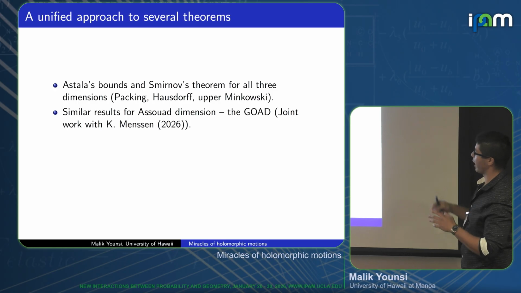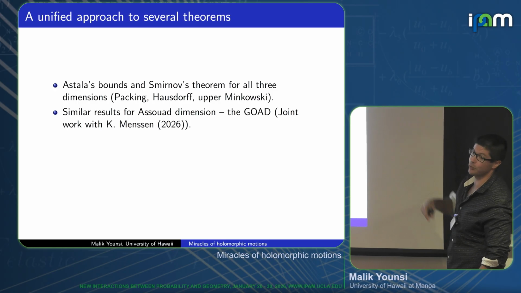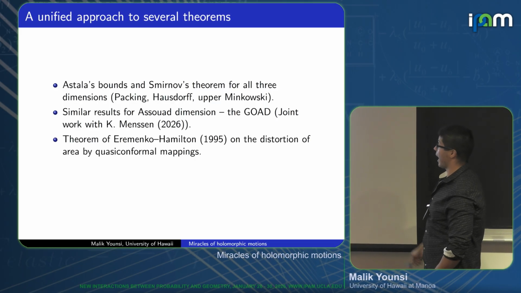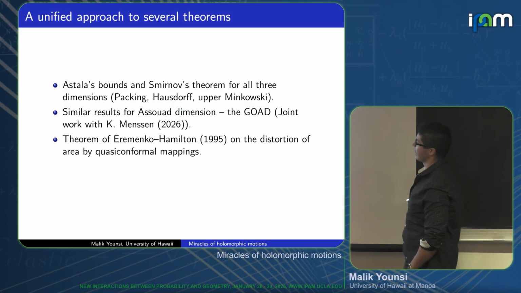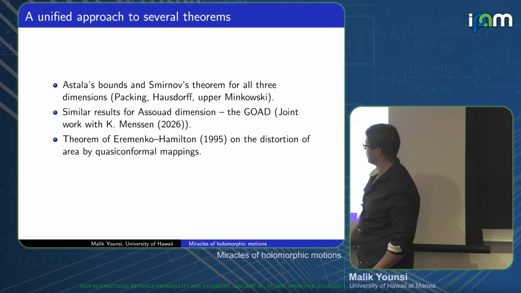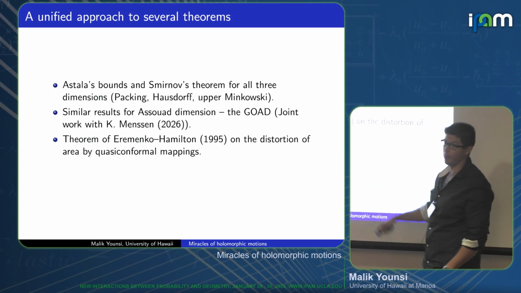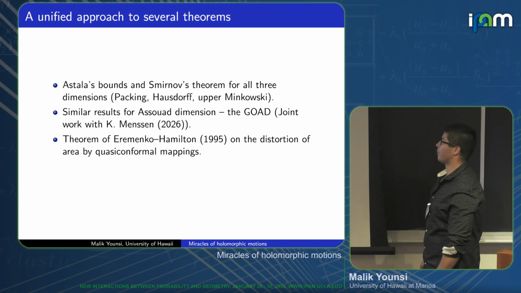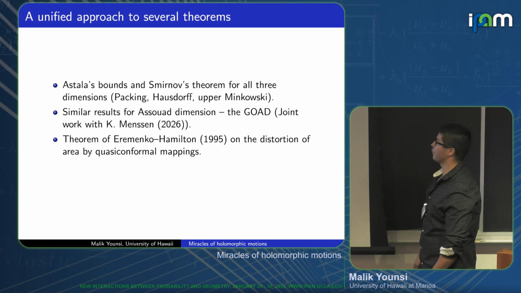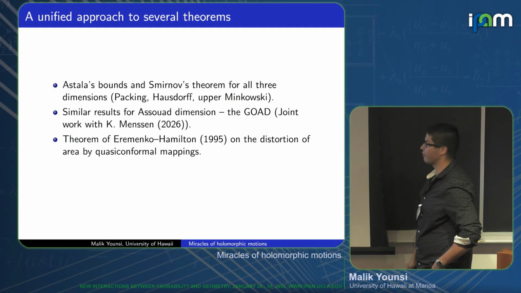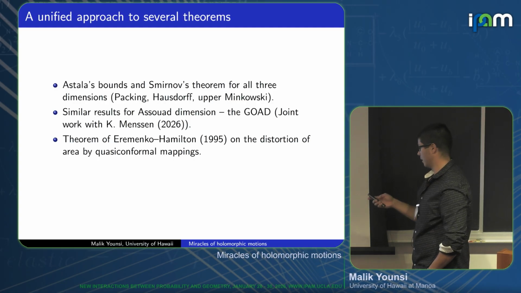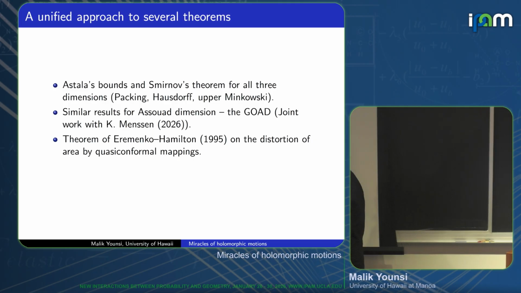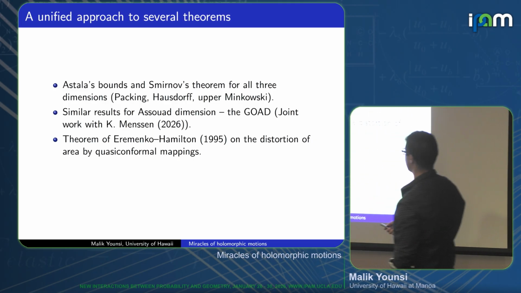But we know that we have an nth-harmonic theorem for Assouad dimension. So this part is written down. I did not have the time to talk about it. I did mention it at the beginning of the talk, but there is this theorem of Astala and also Eremenko-Hamilton on the distortion of area. And we were able to also get a new proof of that theorem using the nth-harmonic functions and holomorphic motion. Did they actually also use motion? Yeah, they did. Yeah, that's right.